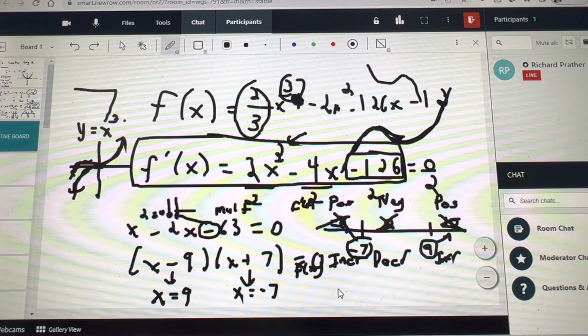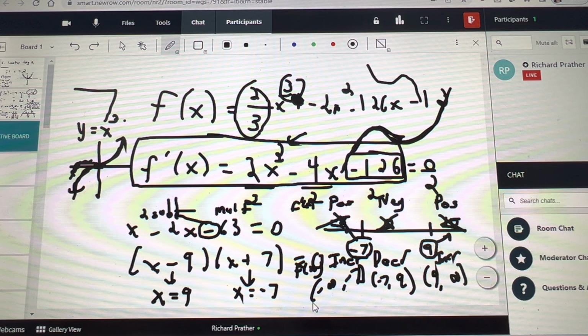So we're increasing from negative infinity until I get to negative 7. Then I decrease right there at negative 7 till 9. And then I increase again from 9 to infinity. But the homework will probably want this and this with a comma between them first, and then they'll let me put this one in.